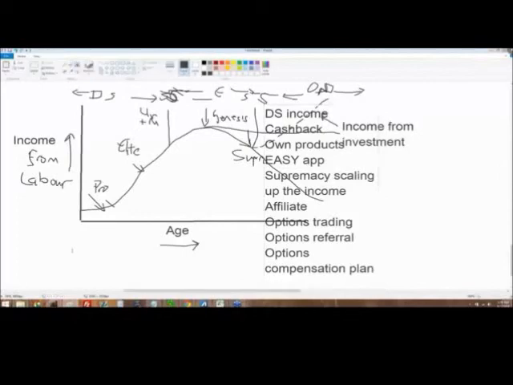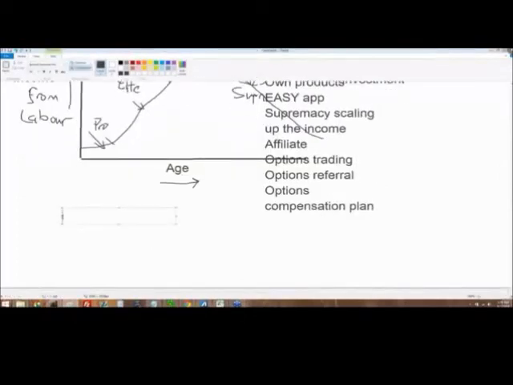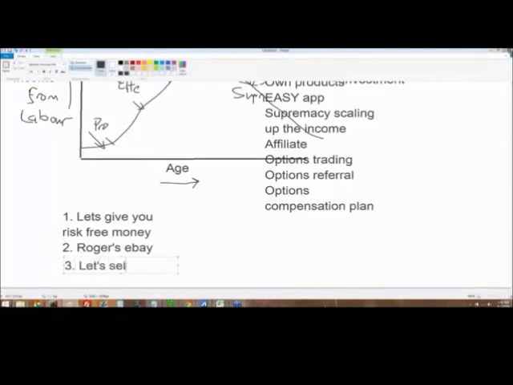So we tried to fix that by making a 3-step system. Step 1 was, let's give you risk-free money. Step 2 was Roger's eBay training. At that time, we didn't have any of the software to go with it, so we did have some discrepancies, but it was great. Nobody else had anything as good as that anyway. And then, of course, we had the third thing, which was, let's sell overpriced coffee and give you illusions of freedom.